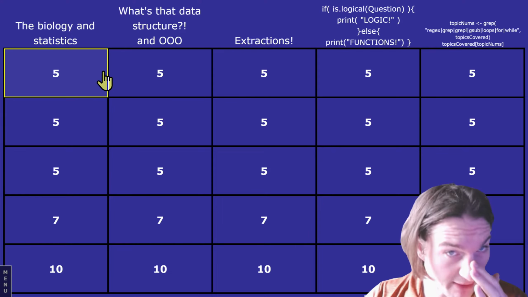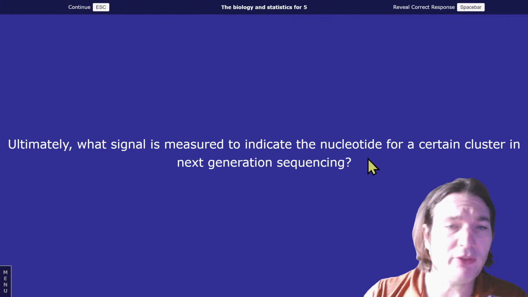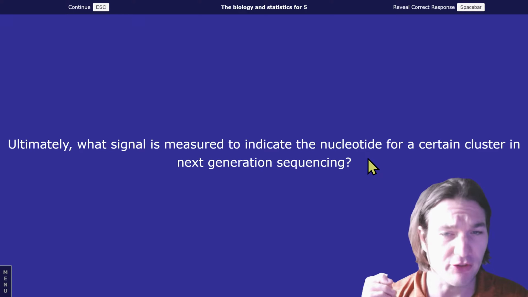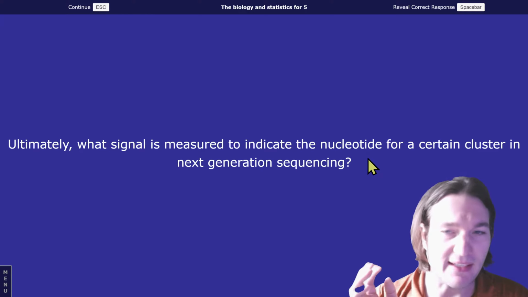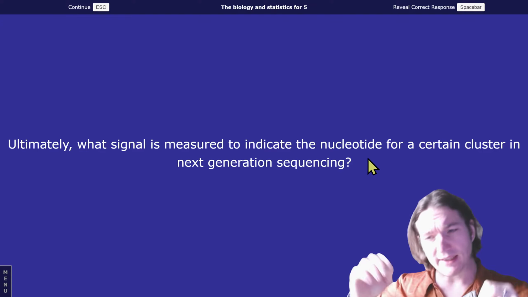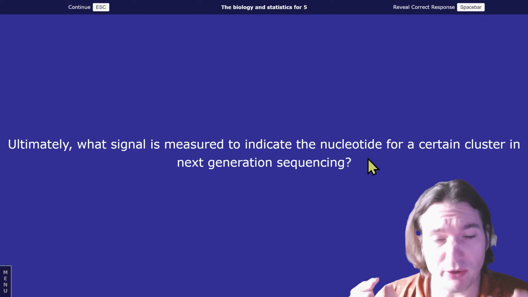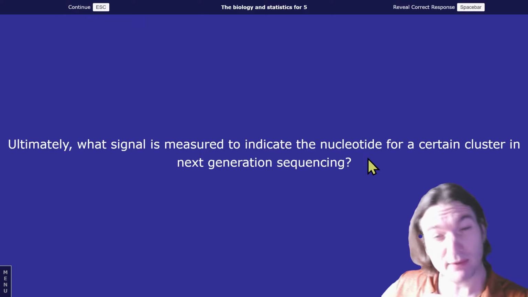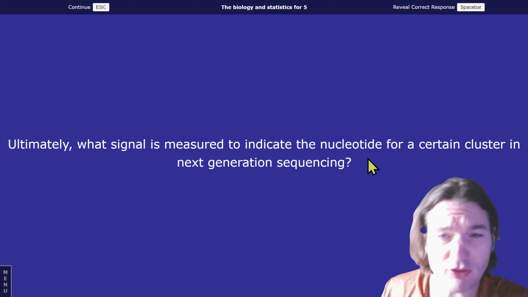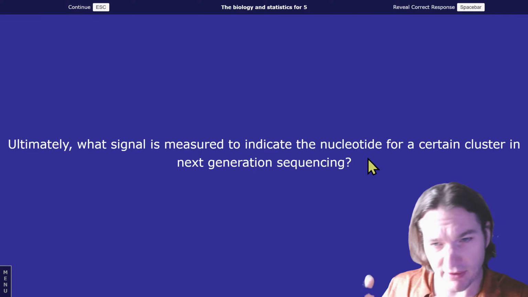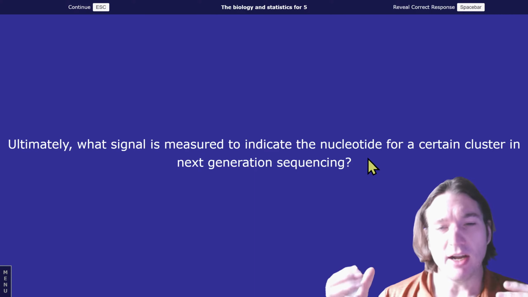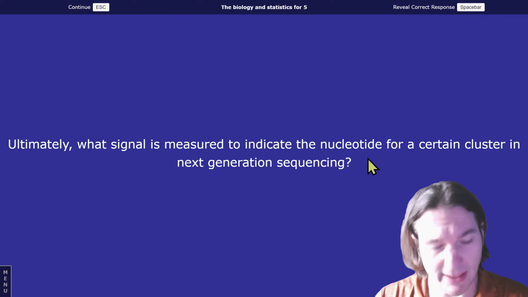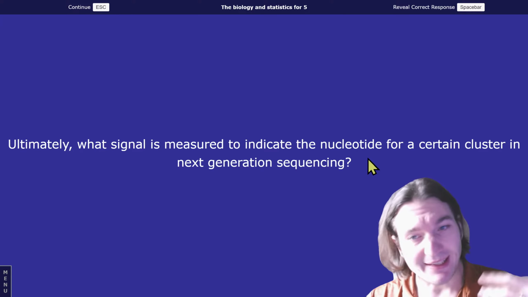So we'll start off at the top left at biology and statistics. First question is asking, what is the signal ultimately used to indicate the nucleotide for a certain cluster in next generation sequencing? If you remember, there was a picture in the video I showed during class looking down at the clusters of different DNA fragments resulting from the local amplification of the fragments that originally landed on the flow cell. They locally amplify so that they're all clones of each other locally, and then that cluster gives off light.